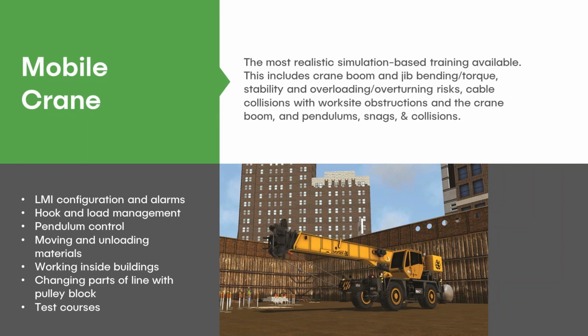Mobile crane. So this is by far the most popular one that we sell. Fully functional LMI. You can start either packed or unpacked, depending on if we want to do that training. At any point in time during the exercise, you can change the parts of line from 2 to 7. You can install the jib, but you have to go through the procedure. You know, telescope all the way in, bring the boom all the way down. You set the outriggers, and then you configure the LMI.